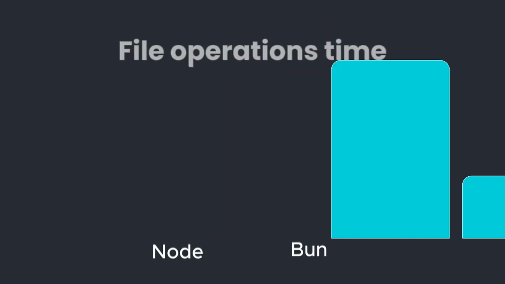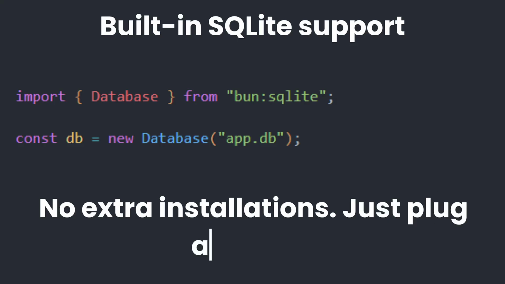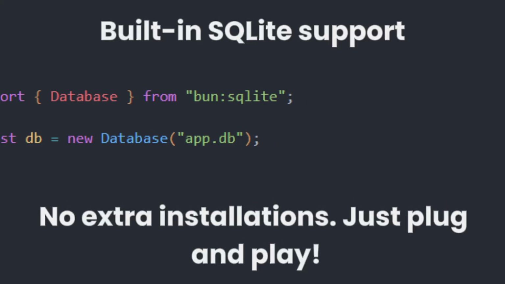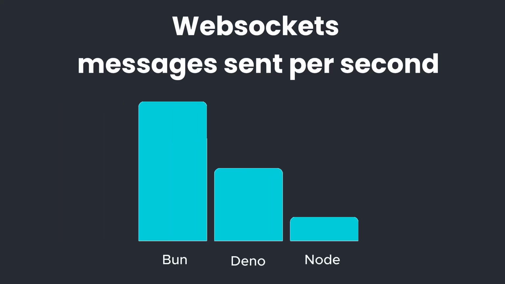Bun also comes with a built-in SQLite database. This is huge because it means you can use a relational database without having to install and configure additional drivers. Plus, Bun's SQLite implementation is high performance, making it a great choice for many applications. Now let's talk about WebSockets. Bun's native WebSocket implementation is not only faster than Node.js, but it can also handle more connections and generate more messages overall.